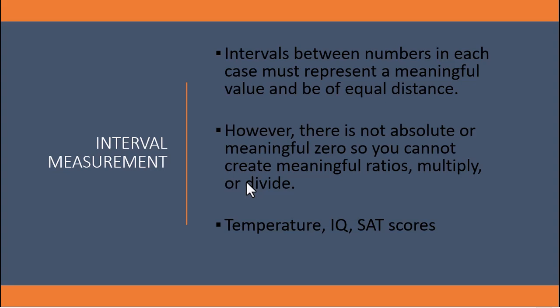Another way of illustrating this is 32 degrees Fahrenheit is 0 degrees Celsius. If I were to double 32 degrees Fahrenheit, I would get 64. However, what would happen if I were to double 0 degrees Celsius? I'd end up with 0. Because that 0 is not a meaningful point, meaning that 0 is not the absence of something, we cannot multiply or divide or create ratios.